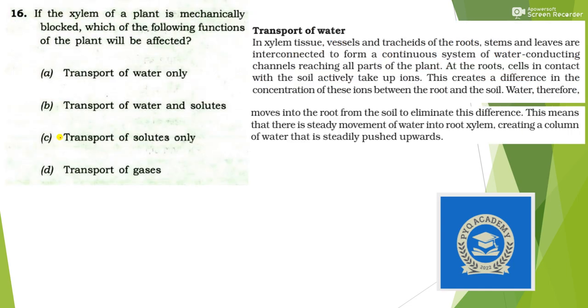Next, if the xylem of a plant is mechanically blocked, which one of the following functions of the plant will be affected? We know that xylem transports water. So yes, transportation of water will be affected, but at the same time water also contains some dissolved ions, and these ions are in the form of solutes. So by blocking the xylem mechanically, the plant will be affected in the transportation of water as well as solutes. So the answer is option B. Okay, let's move to the next question.